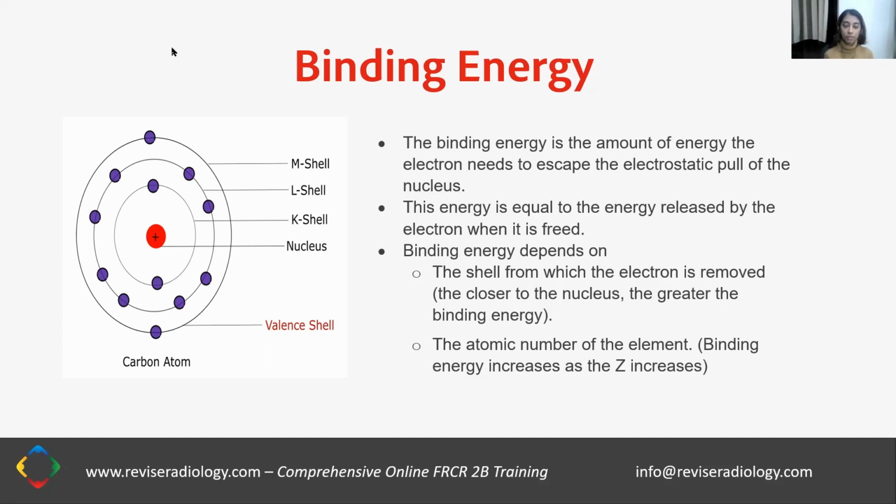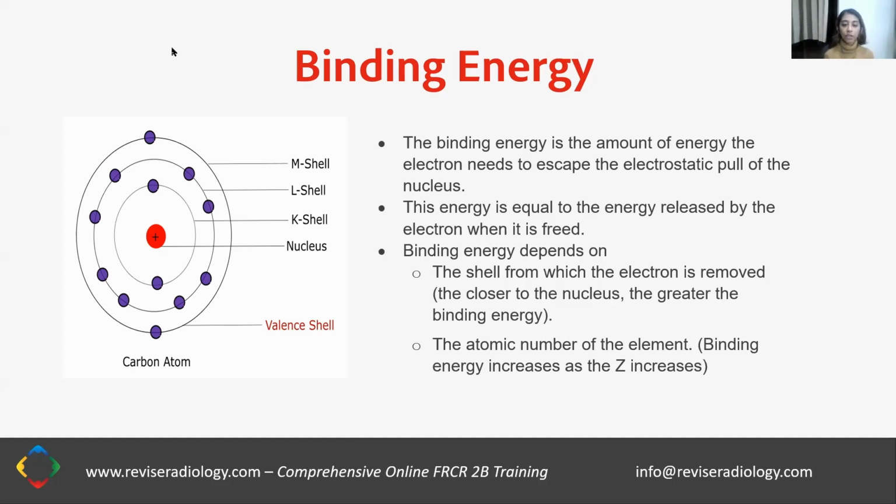And this makes sense because if an electron is very close to the nucleus, it's right in the midst of the pull of the protons. So it would need a lot of energy to escape from that. Whereas if it was in the valence shell of the atom, it would be separated from the nucleus by a lot of distance. So it could be freed with comparatively less energy.